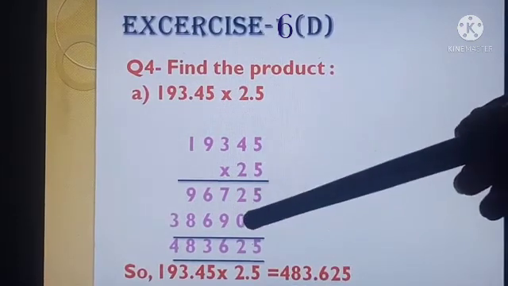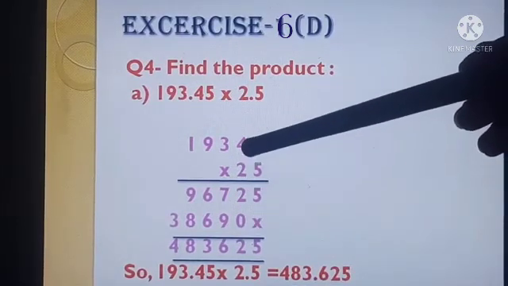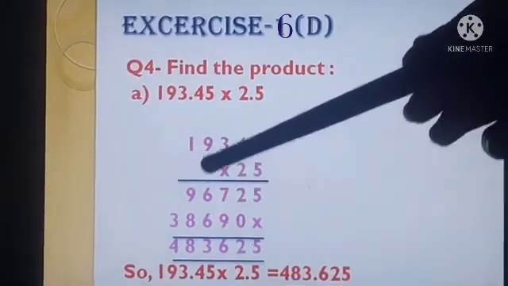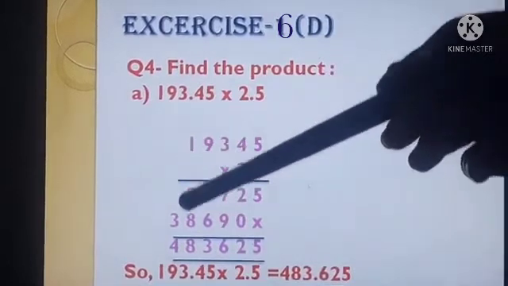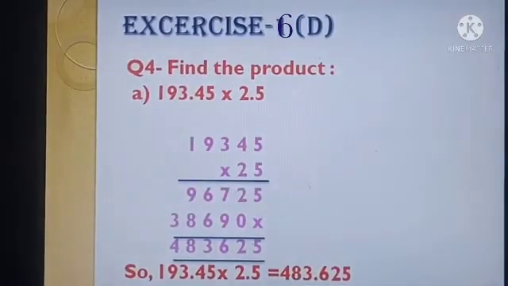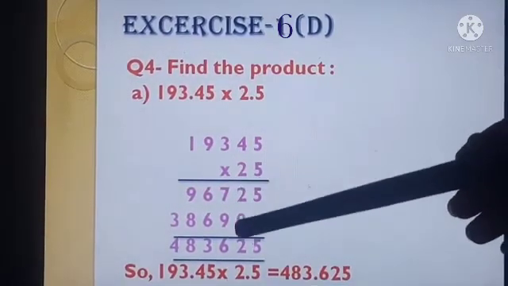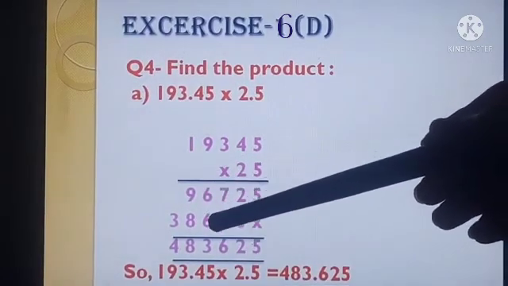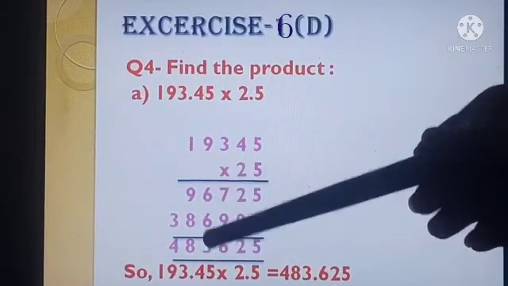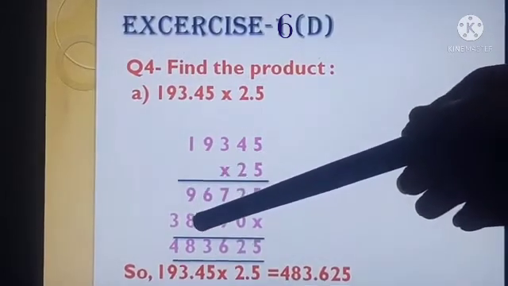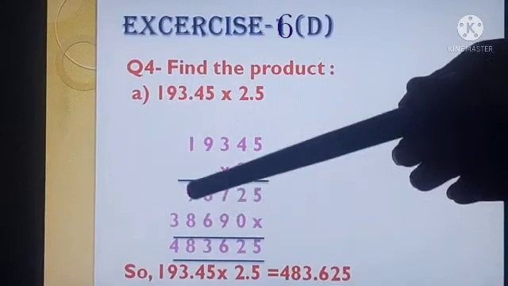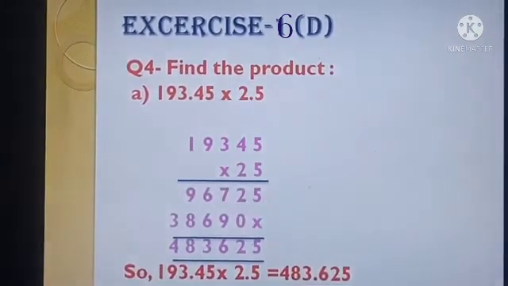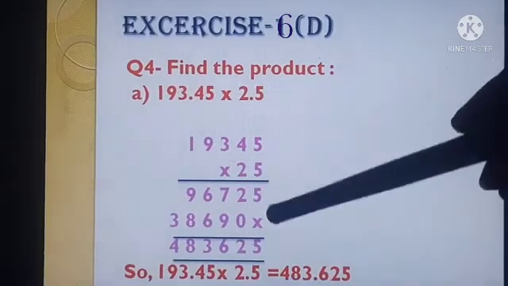Now 2 5s are 10. 0, 1 carry. 2 4s are 8, 8 plus 1, 9. 2 3s are 6. 2 9s are 18, 1 carry. 2 1s are 2 plus 1, 3. Now add this: 5, 2 plus 0, 2, 7 plus 9, 16, 6, 1 carry. 6 plus 6, 12, 12 plus 1, 13, 3, 1 carry. 9 plus 8, 17, 17 plus 1, 18, 8, 1 carry. 1 plus 3, 4. Now this is our multiplication.